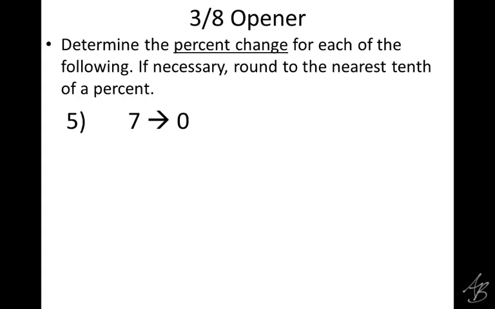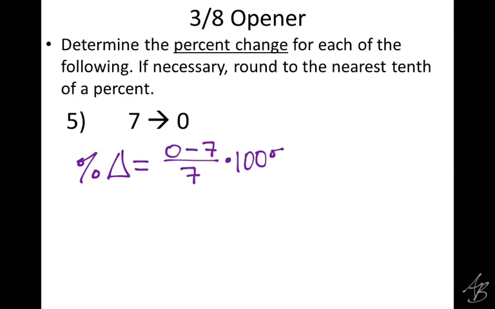How about this one? Let's set this one up here. Zero minus seven divided by seven times 100%. All right, what is 0 minus 7? Negative 7. What's negative 7 divided by 7? Negative 1. What's negative 1 times 100? Negative 100. Okay, and it is a percent, so it's negative 100%.